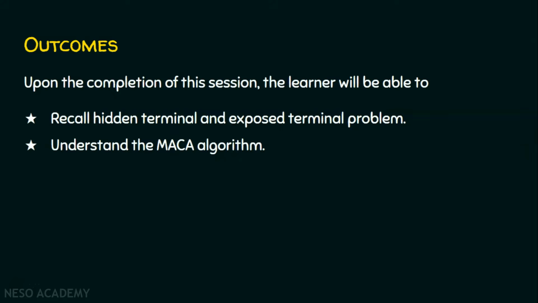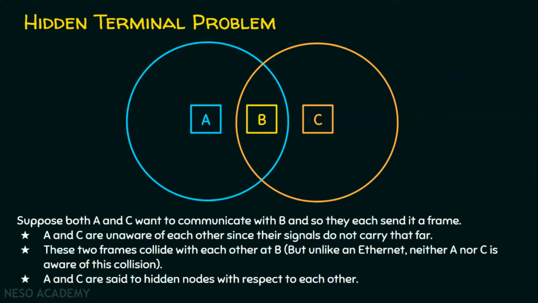Let's recall what is the hidden terminal and exposed terminal problem. This is the hidden terminal problem, where A has its own coverage range, C has its own coverage range, but B is in the coverage range of both A and C. If A and C transmit their data or frames at the same time to B, then a collision occurs at B. But A and C are unaware of this collision because A doesn't know the existence of C and C doesn't know the existence of A. So this is the hidden terminal problem.